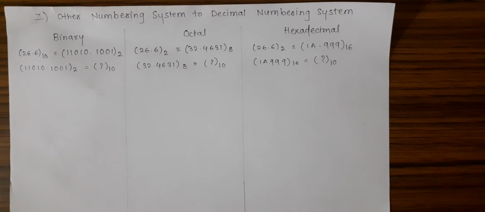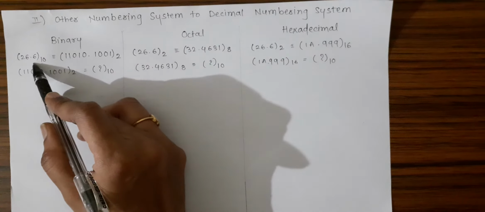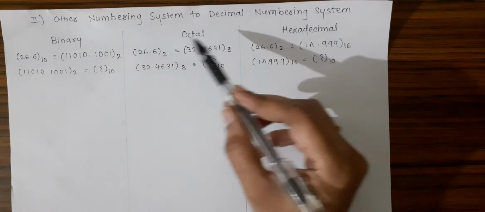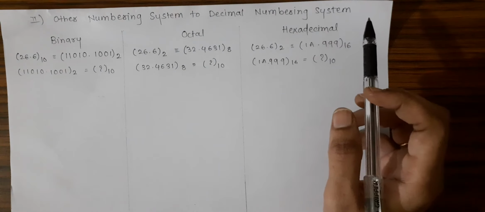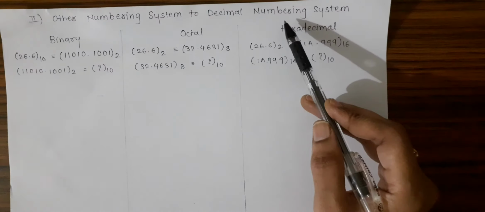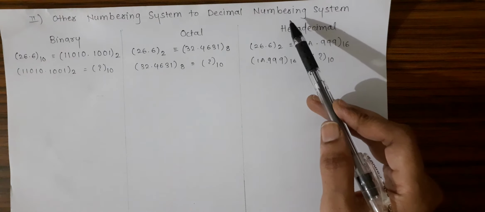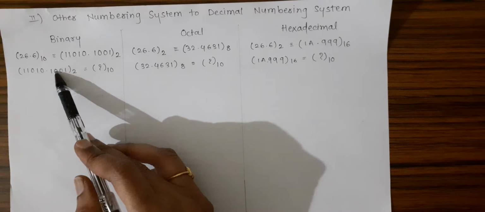In the previous video, we had seen how to obtain the equivalent of a decimal number in binary, octal and hexadecimal. Now this is the representation of decimal 26.6 into binary, octal and hexadecimal. Now we will see the second category of number conversion, that is, other numbering systems to the decimal numbering system. For result confirmation, we will go with the same example.